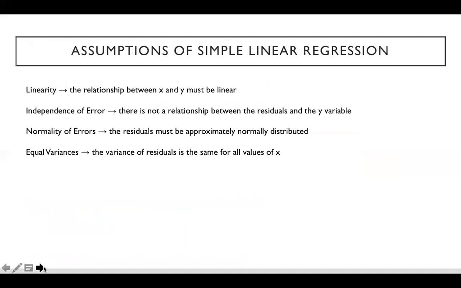So there are 4 assumptions of simple linear regression. First is linearity, so making sure that the relationship between x and y is linear. Second is independence of error, making sure that there's not a relationship between the residuals and the y variable. Third is normality of errors. So the residuals must be approximately normally distributed. So remember that bell-shaped curve. And finally, equal variances. So the variance of residuals is the same for all values of x. So thinking about standard deviation and the variance of data.